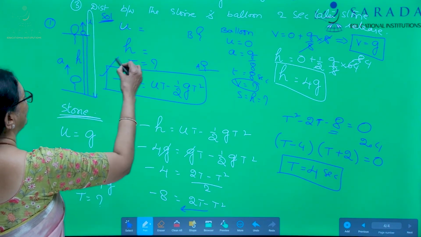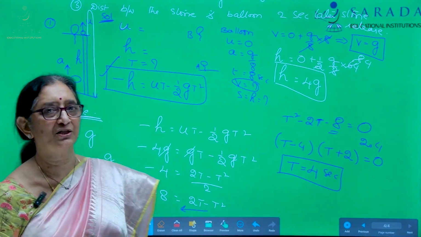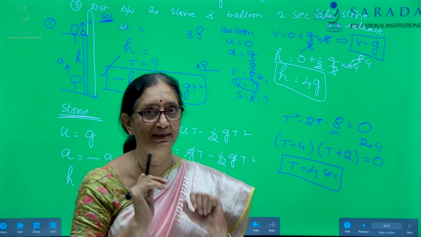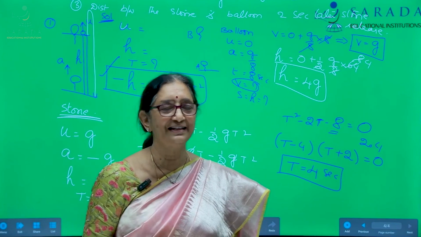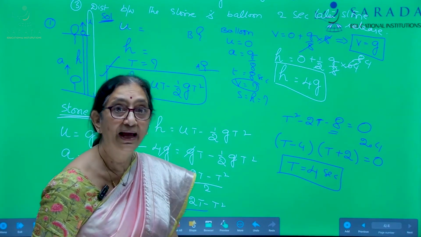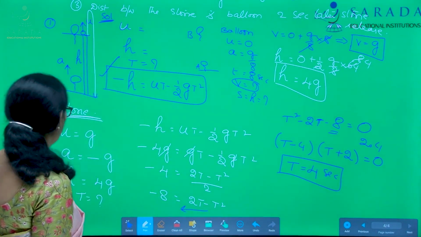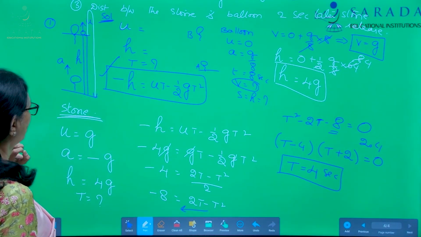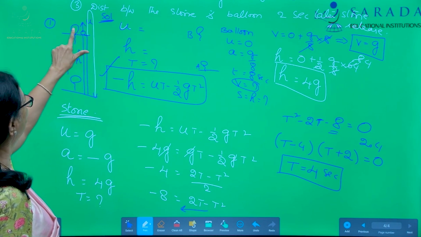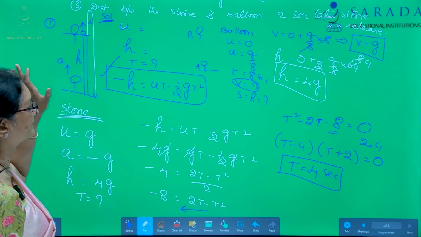Just we know this formula, minus h is equal to ut minus half gt square. Leave it there. Here the challenge is to find t, you should know u and you should know h. Okay? So, here as far as the stone is concerned, initial velocity of the stone is velocity of the balloon after 8 seconds from its start.